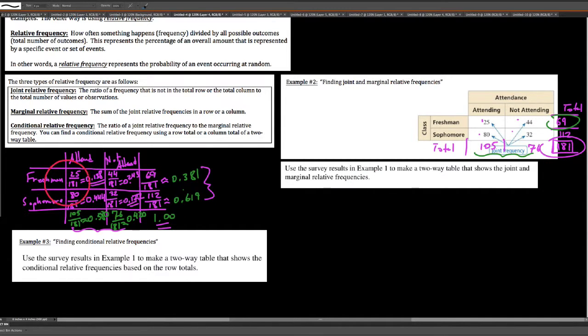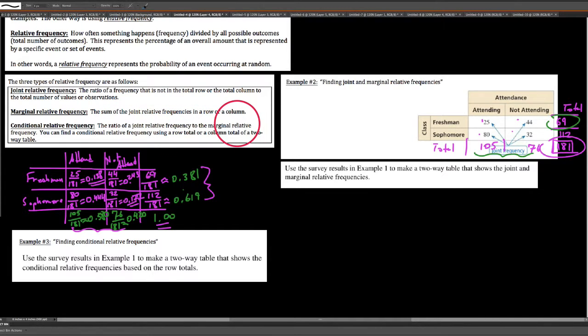For instance, in our last table, we had 25 out of 181, which gave us about a 13.8% chance that, say, a freshman attends some concert. Essentially, we were able to construct this entire table by taking all of our values, all of our frequencies, and dividing them by 181. In this video, we're going to focus on what we refer to as a conditional relative frequency. This is way different from the joint relative frequency and the marginal relative frequency. We refer to the conditional relative frequency as the ratio of a joint relative frequency to the marginal relative frequency.